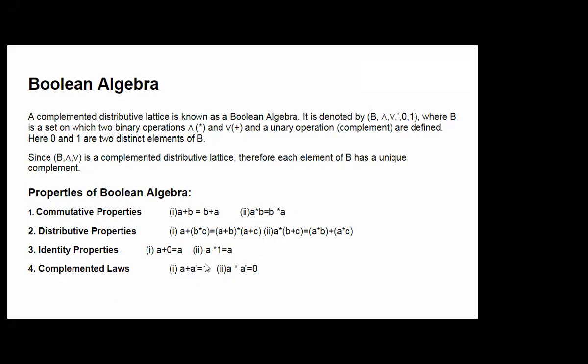So the same case is here with the ANDing operation. A star A dash is equal to 0. Consider A value is 1, 1 and 0, it will give us 0. Same case will be there if A value is 0, 0 and 1, it is giving us 0. So it is a complemented law also.